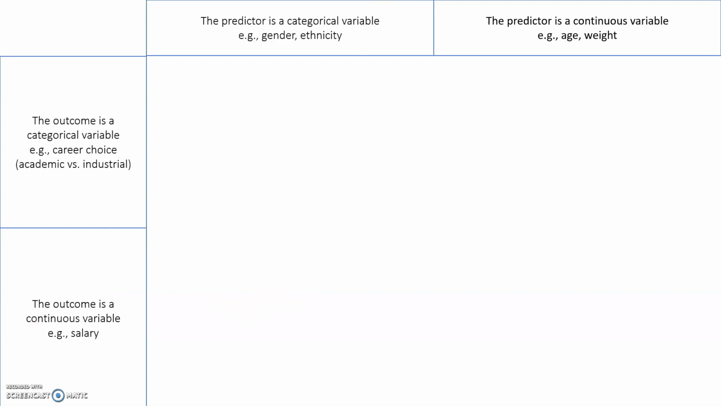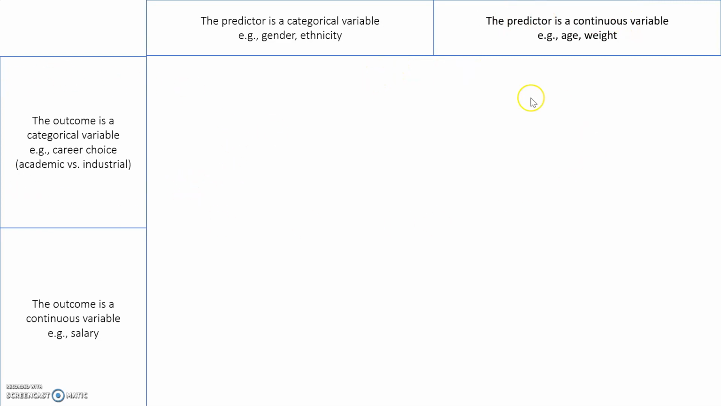For predictor, we have categorical variables such as gender, ethnicity, hair color, you name it. At the same time, we could also have a continuous predictor such as age, weight, and height. So these two columns represent the possible predictors.